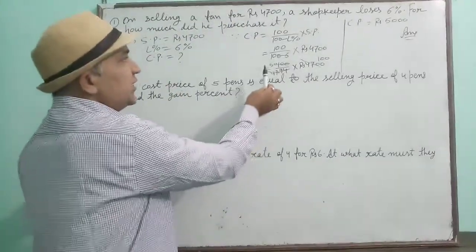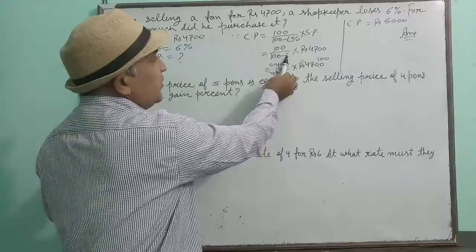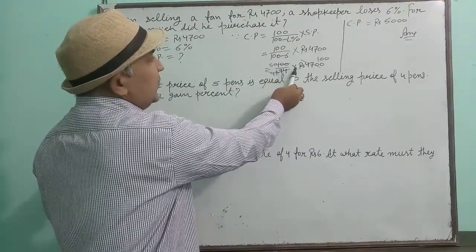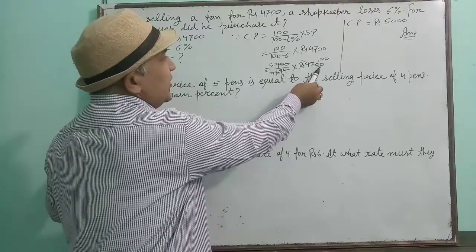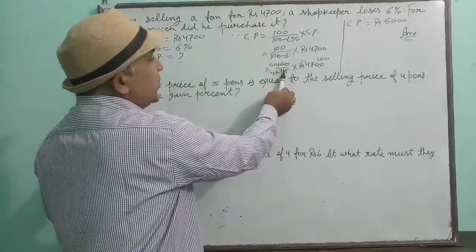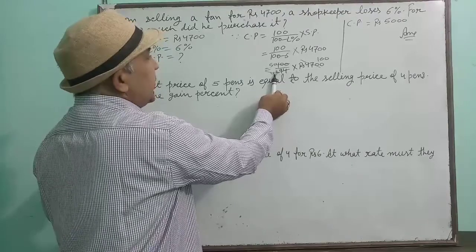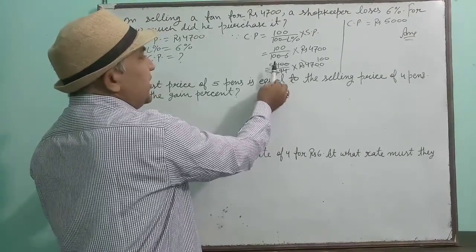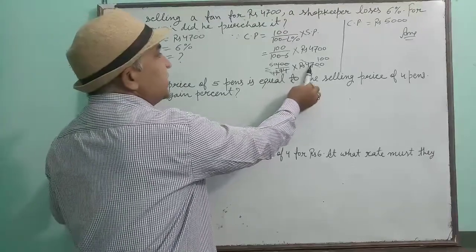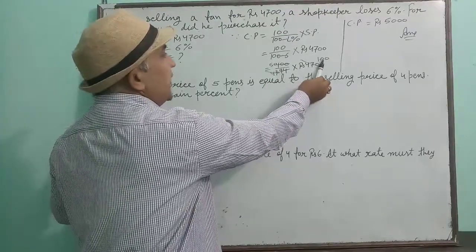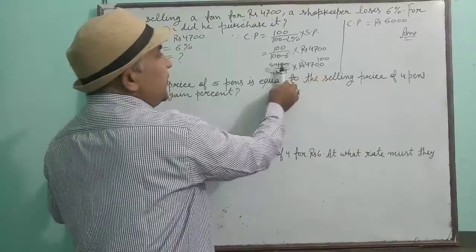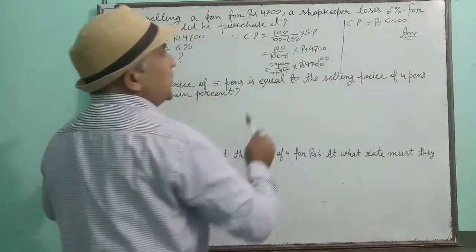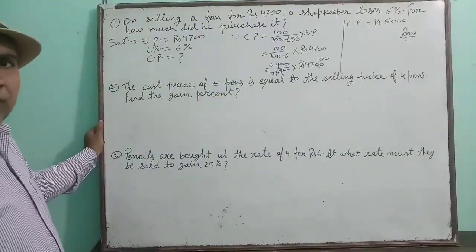Is the calculation understood? See here, 100 minus 6 is 94. So you are getting 100 upon 94 into 4700. Then 94 divided by 2, you are getting 47. 100 divided by 2, you are getting 50. After that, 47 divides 4700 by 100 times. Then 50 into 100 is 5000. That means cost price is equal to 5000 rupees.